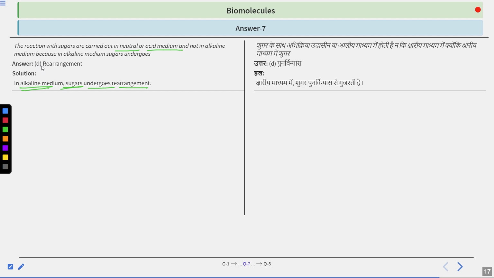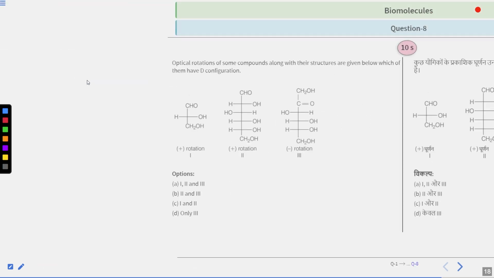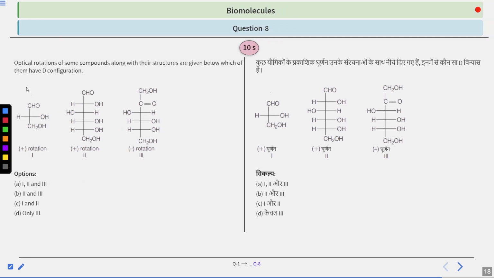And this is the question, that if we use alkaline medium, which process does the sugar undergo? So the correct answer is option D, that is rearrangement. Moving on to our next question. Optical rotations of some compounds along with their structures are given below. Which of them have D-configuration?